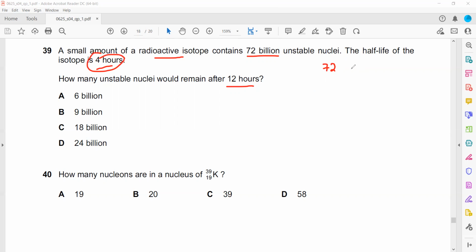That means after 4 hours, out of this 72, half of them will be stable. So half of 72 is 36 which will be stable. And the remaining half will be unstable. Unstable means they are still emitting radiation. Then these unstable ones will further decay after another 4 hours.